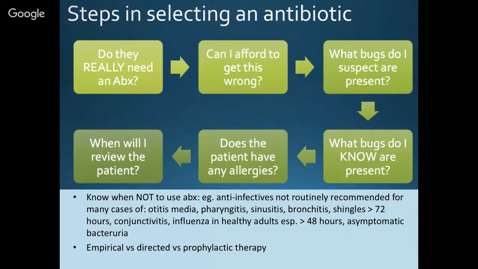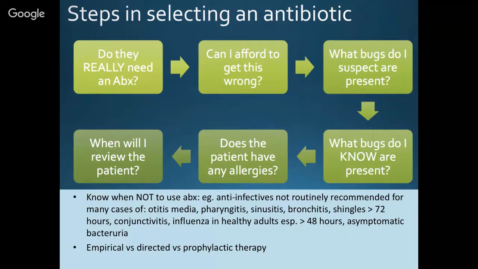It gets better by itself and antibiotics may make a day or two of difference. But that's one of the things on these lists that people still use. If they think it's bacterial conjunctivitis, people always use chloramphenicol, brand name Chlorsig, but it probably doesn't make a difference. Influenza in healthy adults, especially after 48 hours of getting it, again. And the other thing is asymptomatic bacteriuria.